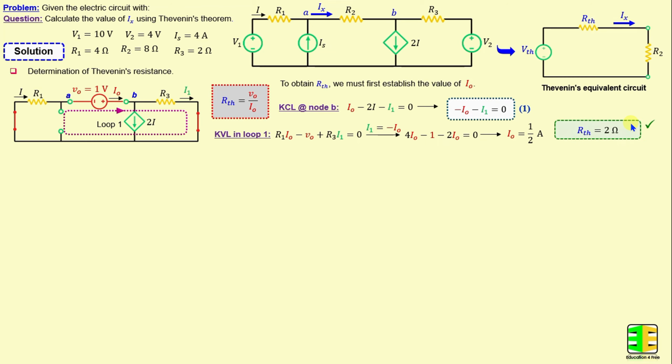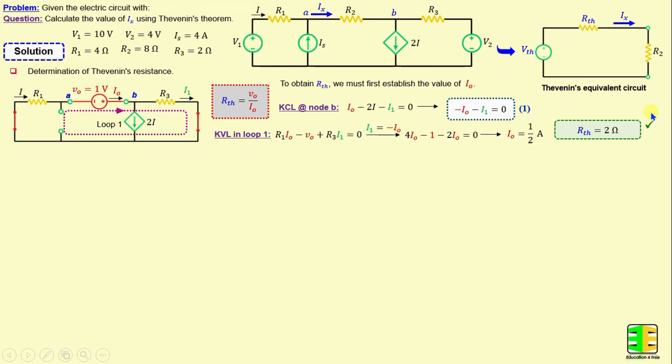And from here, we have RTH is equal to VO over IO. We already have VO is equal to 1 volt and IO is equal to 1 over 2 amps. Then we obtain RTH is equal to 2 ohms.